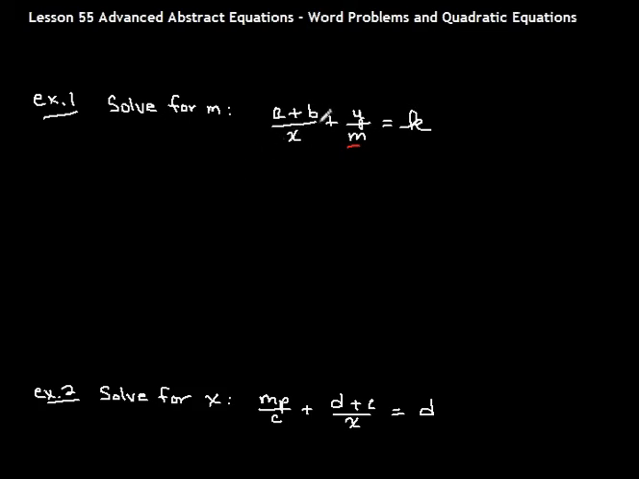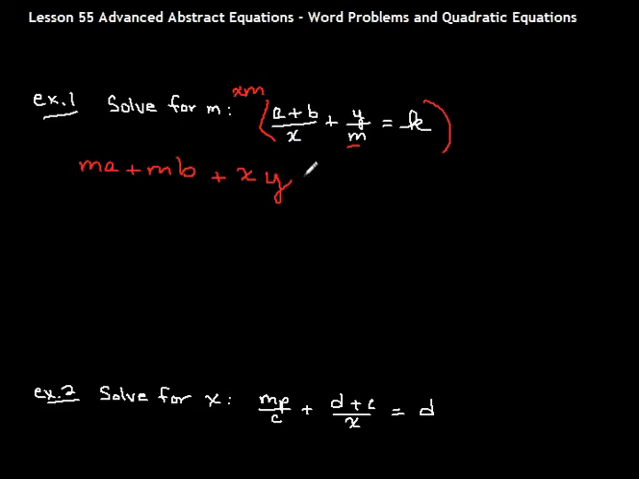The advanced ones have fractions in them, so the first thing you want to do in the advanced abstract equations, or actually any equation, is you want to get rid of the fractions. So I'm going to multiply every term, you only do this when it's an equation, by the common denominator, which is xm. So the x's cross out, so I'm going to get ma plus mb. Here the m's cross out, so I'm going to get xy.